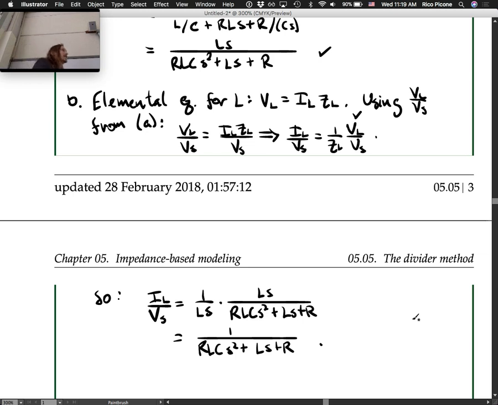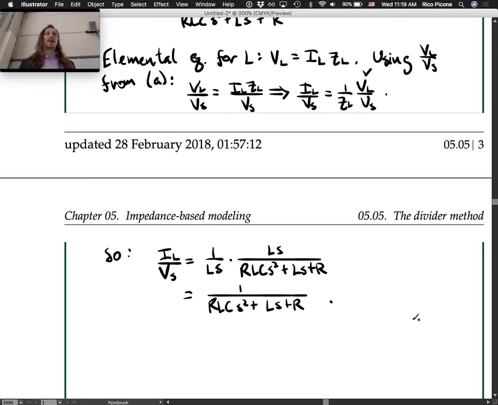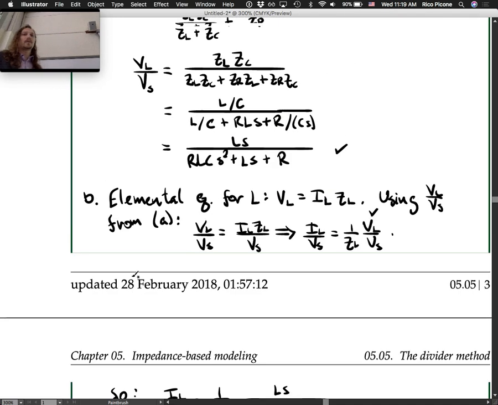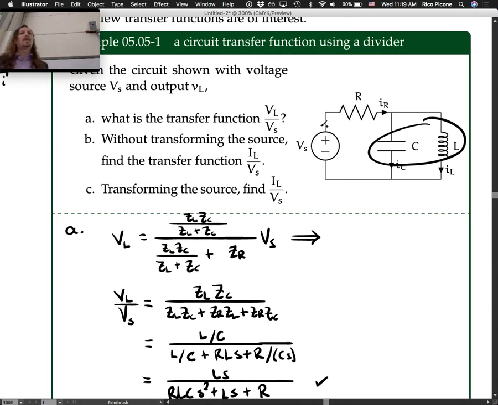And now we're going to use another possible way to find IL over VS, which is to say transform the source. If we transform the source, it's going to become a current source, right? And we can lump in this R with it, so a voltage source in series with a resistor or an impedance of any sort is equivalent to a current source in parallel with that same impedance. And then we're going to have 3 impedances in parallel with a current source, which is exactly a current divider, right? So we're going to apply that.